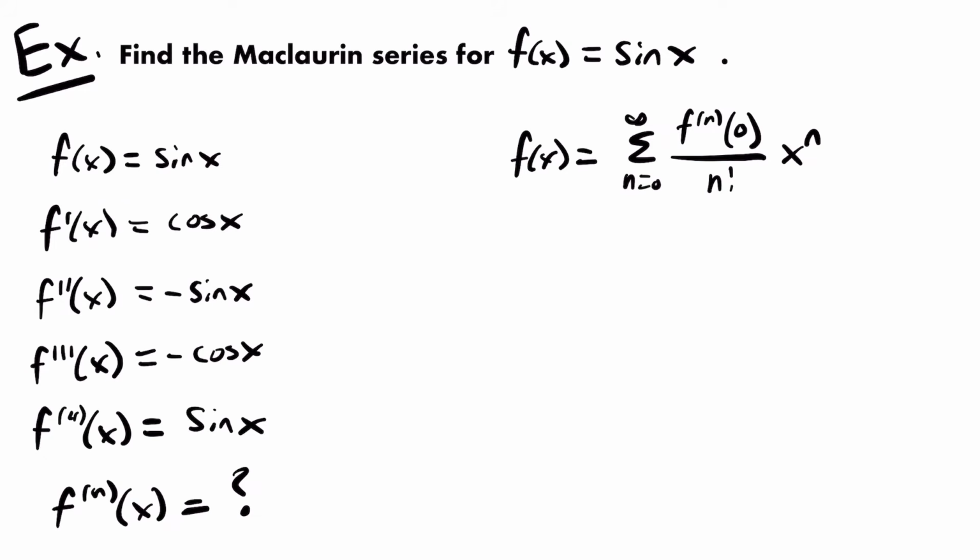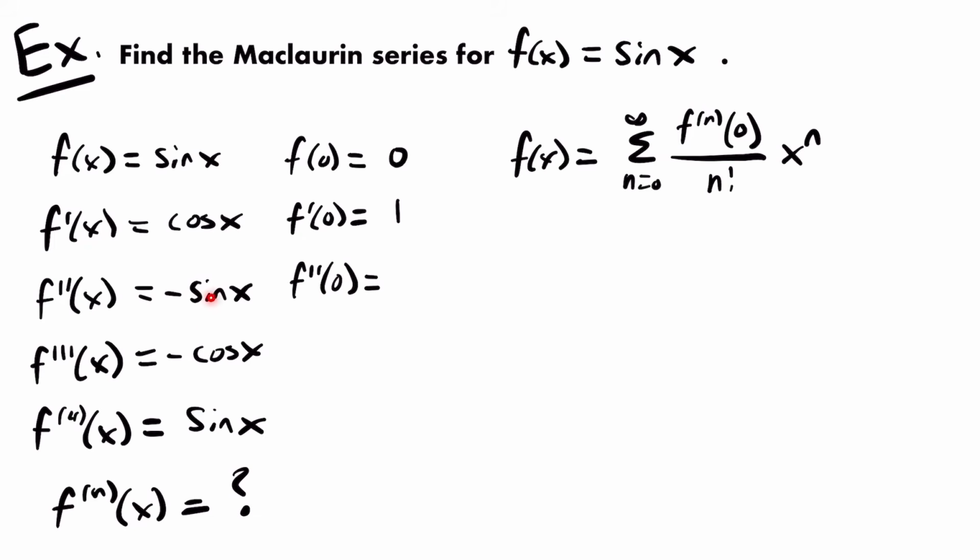Let's look at what happens when we evaluate each of these derivatives at our value of c, which is 0, since we want a Maclaurin series. C is equal to 0. All right, so f of 0 is equal to sine of 0, and sine of 0 is 0. Then we'll have f prime of 0, and so that would be cosine of 0, and cosine of 0 is 1.